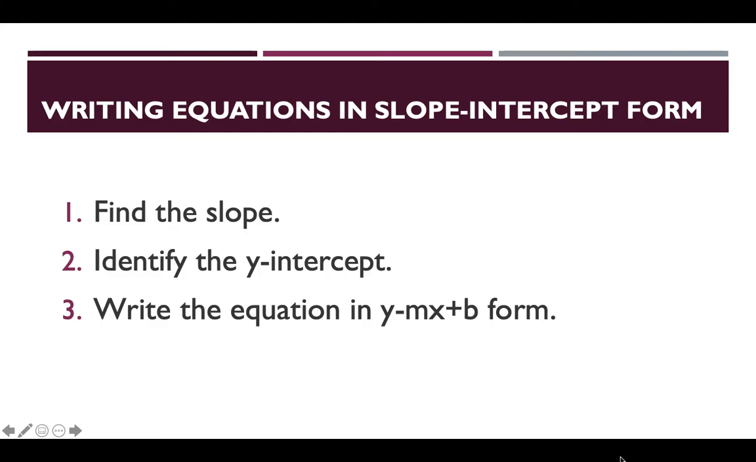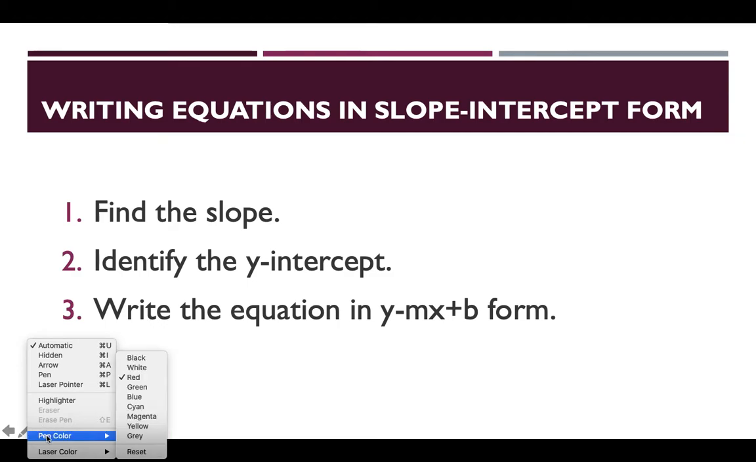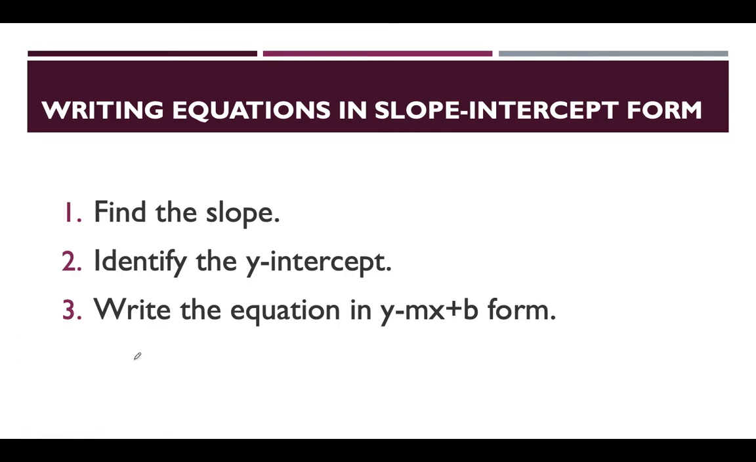Okay, in part 2 of our slope-intercept form lesson, we are going to talk about how to write equations in slope-intercept form, this time from a graph. So first thing you want to do when you see a graph and you are trying to write it in slope-intercept form is find the slope. So we'll review how to do that. We did that for a few days, so we're going to review how to do that.